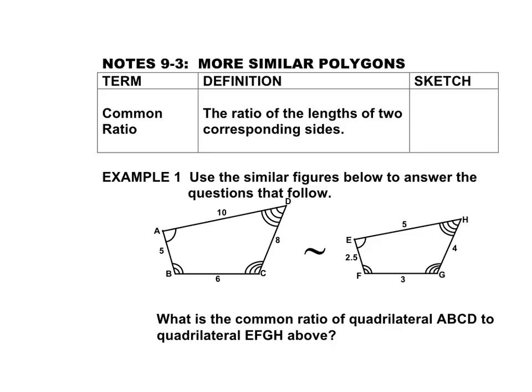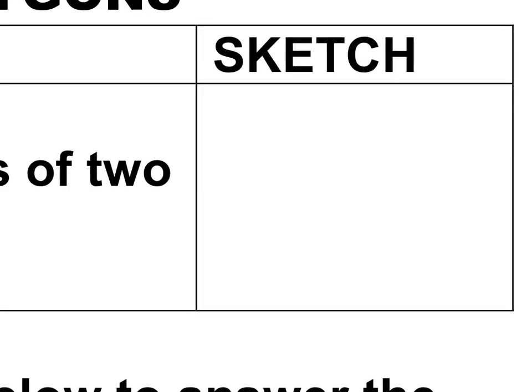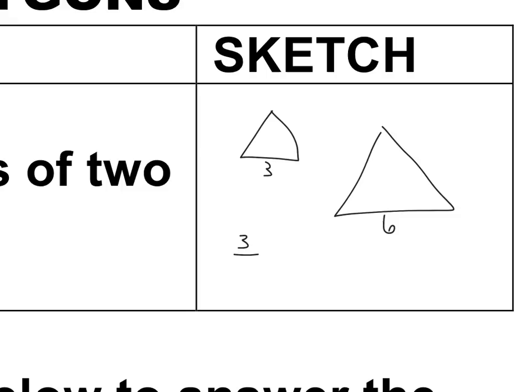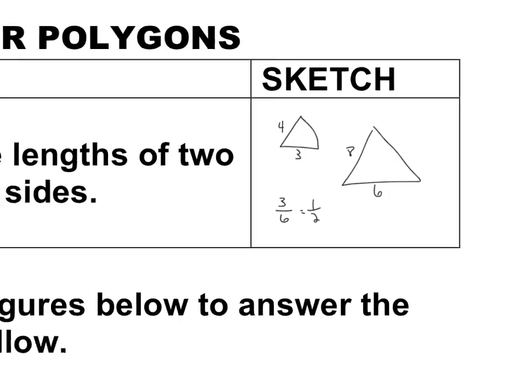It's the ratio of the lengths of two corresponding sides, meaning maybe I've got this small triangle here and this side is 3. And maybe I've got a bigger triangle here and the side is 6. Well, I can set up a ratio of the corresponding sides, 3/6, which gives me a ratio of 1/2. Meaning, if I told you that this side over here was 4, well, that's half of its corresponding side, which would be 8. Things like that.